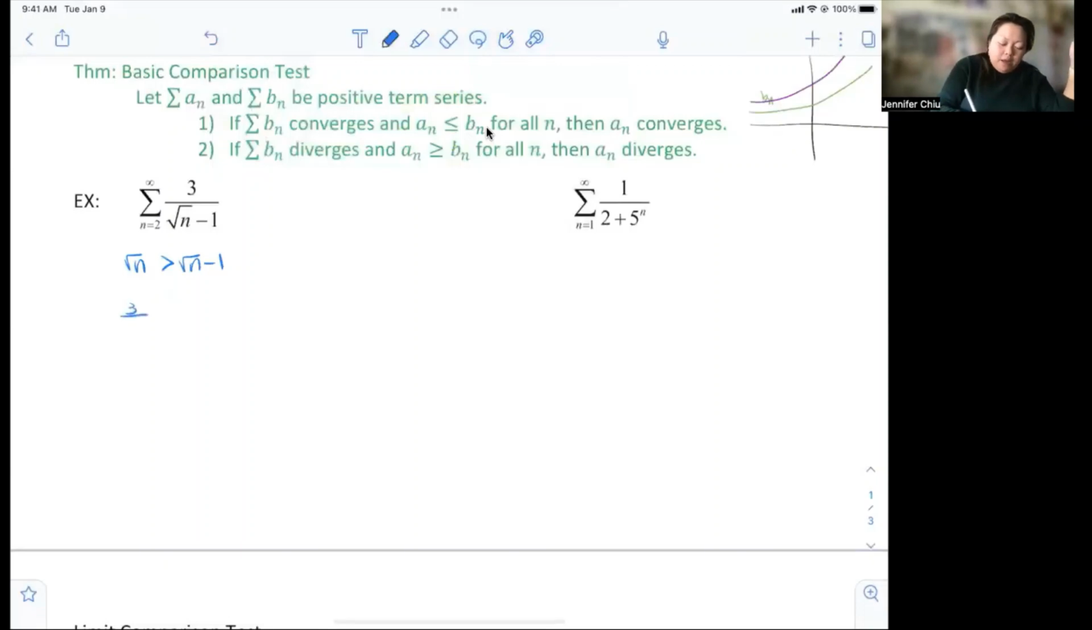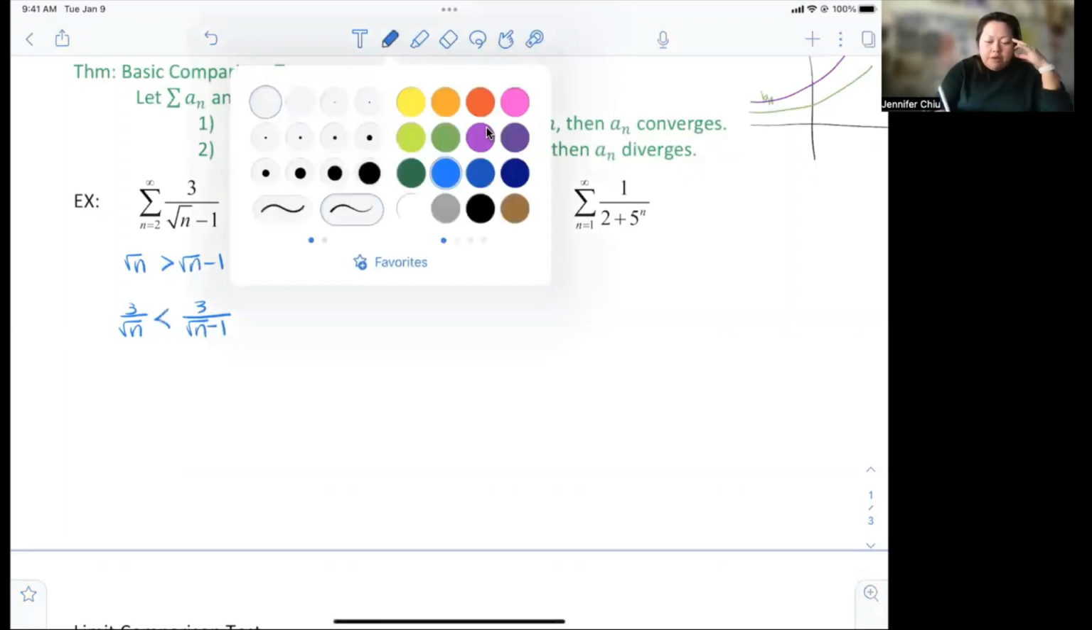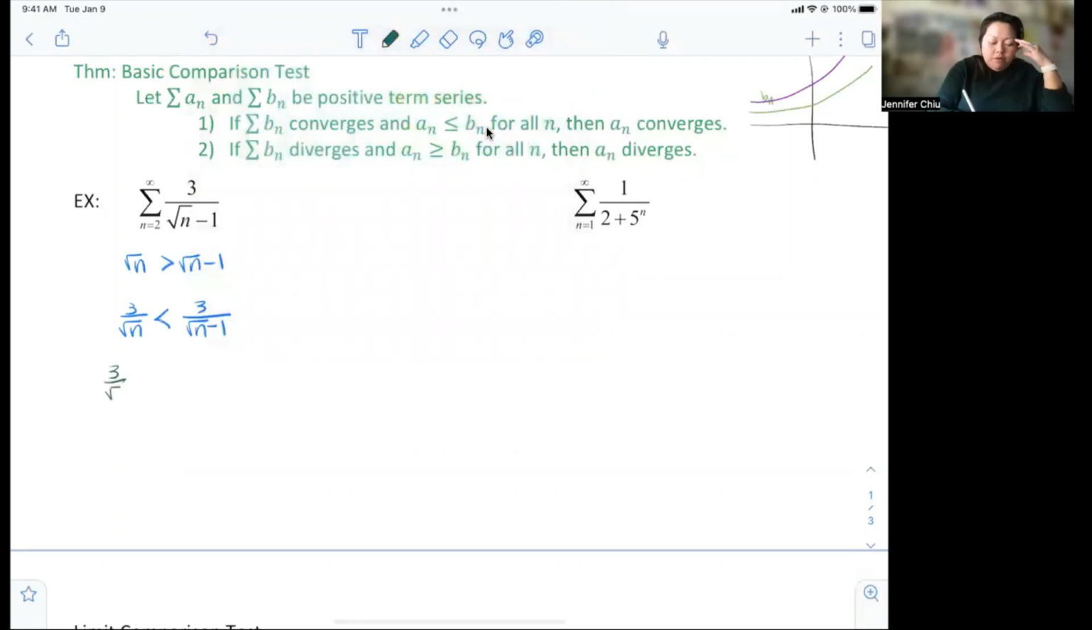Now, if I put a constant over those two terms there, right? If you put a bigger number in the fraction, you'll get a smaller fraction. A small number in the fraction, you actually get a bigger fraction. So what was bigger before is now going to be smaller. So it's going to be this relationship here. Okay, that's useful.